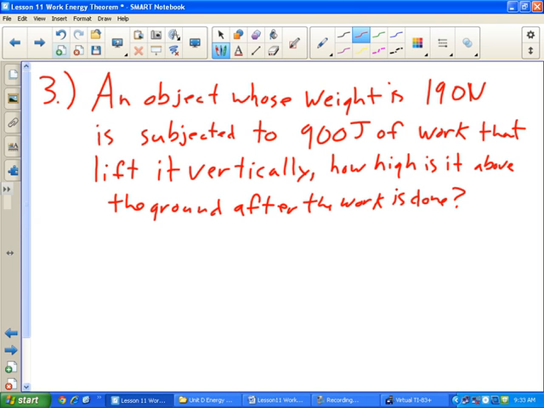Okay, so we have this object whose weight is 190 newtons. It is subjected to 900 joules of work. It's lifted vertically, let's say off the ground, so that we know that initially it's at ground level. Okay, how high is it above the ground after the work is done?